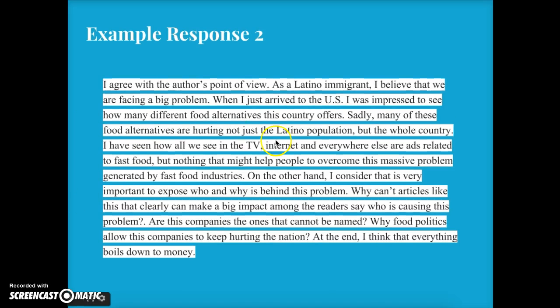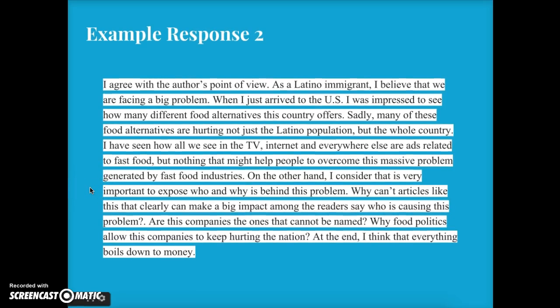"I agree with the author's point of view. As a Latino immigrant, I feel that we are facing a big problem. When I just arrived to the US, I was impressed to see how many different food alternatives this country offers. Sadly, many of these food alternatives are hurting not just the Latino population, but the whole country. I have seen how we all see on the TV, internet, and everywhere else ads related to fast food, but nothing that might help people overcome this massive problem generated by fast food industries."